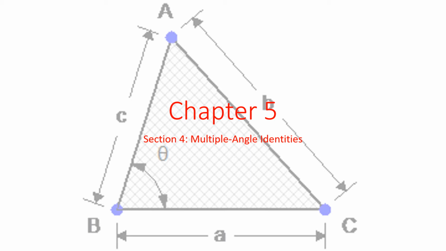Welcome back to section 4 of chapter 5. In the last section, we were looking at some angle addition formulas or identities. In this section, we're going to extend those. We're going to use those to get some other multiple angle identities, and they all come from those same ones that we looked at.